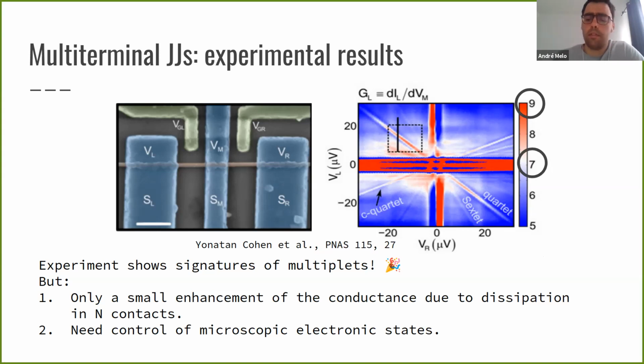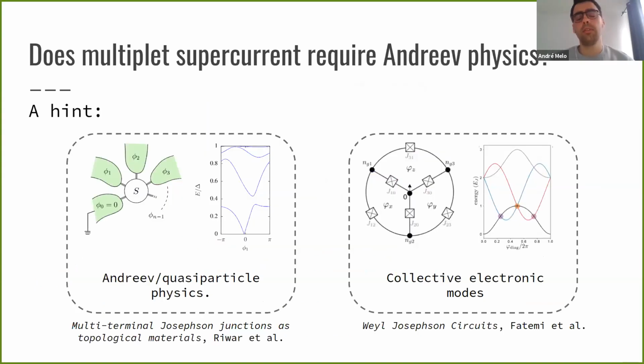And so this is the background when we started the project, when we started thinking about whether multiplet supercurrent actually requires this Andreev physics. Or is there some other process that could mediate these multiplets and maybe alleviate some of these experimental hurdles?